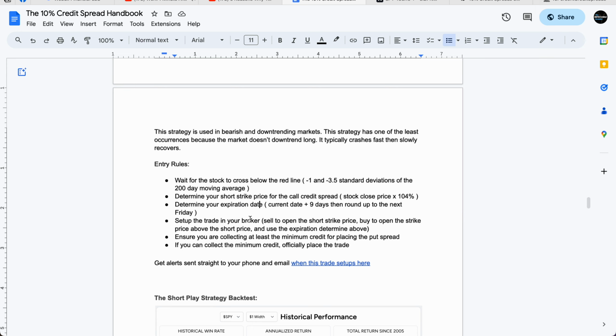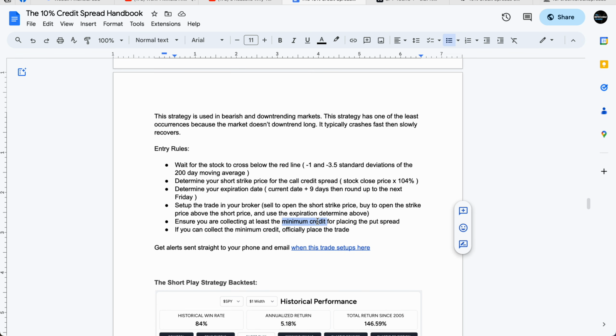We plug in all these details into our broker, we set up the credit spread trade. If we can collect the minimum credit, which means that we're going to be able to profit long term with that credit, that's coming in the next lesson after the strategy lessons, which can also be found at the bottom of this document. Then we are good to go. We place that trade and we profit.